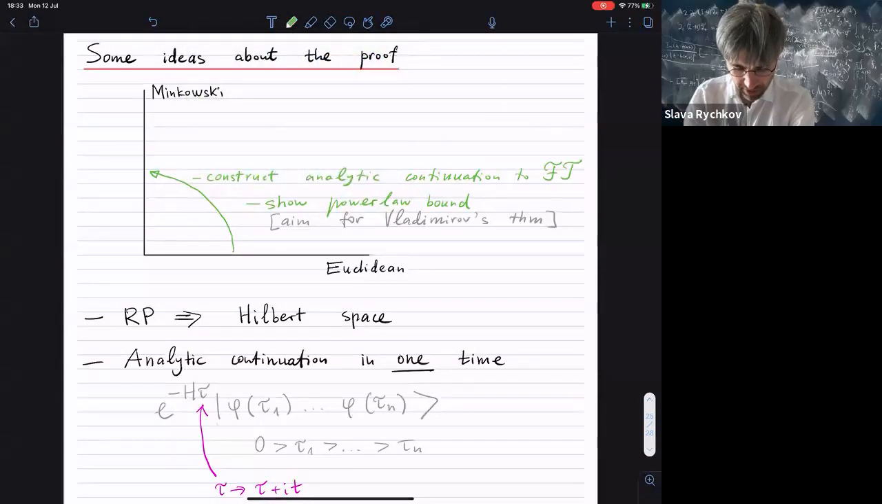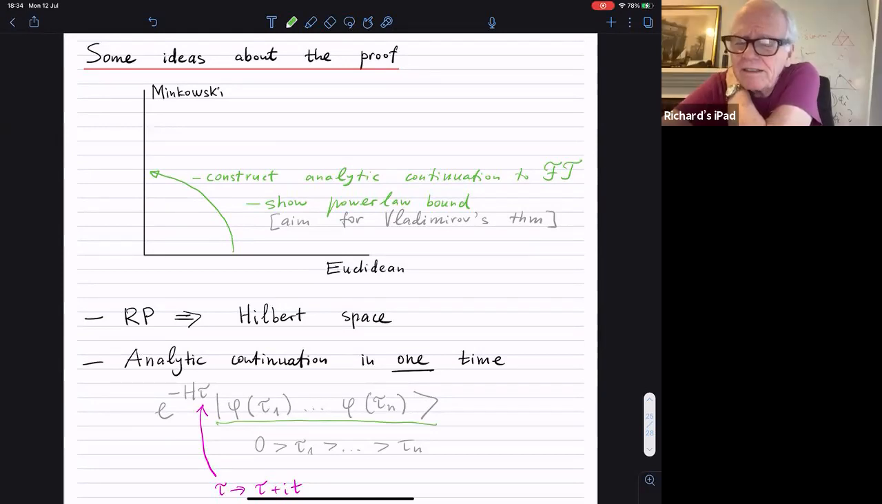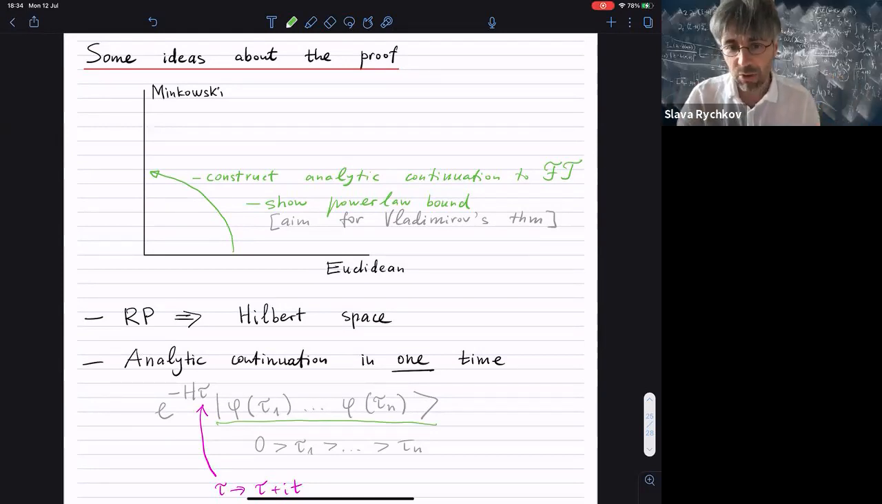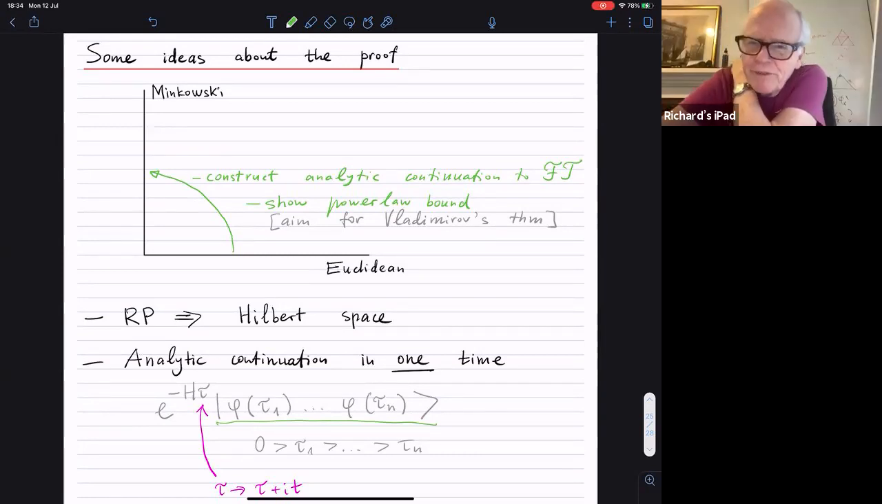Initially, you are given these states, or you can rewrite in terms of the Hamiltonian, as you said. But initially, we only know that the states are normalizable only for Euclidean times, because that's what Euclidean theory is telling us. So from one point of view, what you need to show is that we can analytically continue these states. You can talk about analytic continuation of Schwinger functions, but you can also try to analytically continue the whole state as an element.